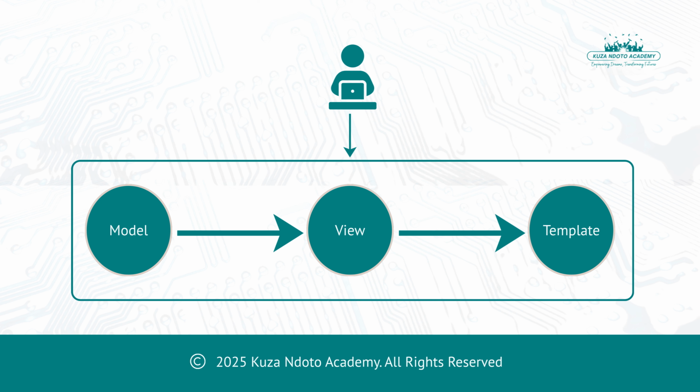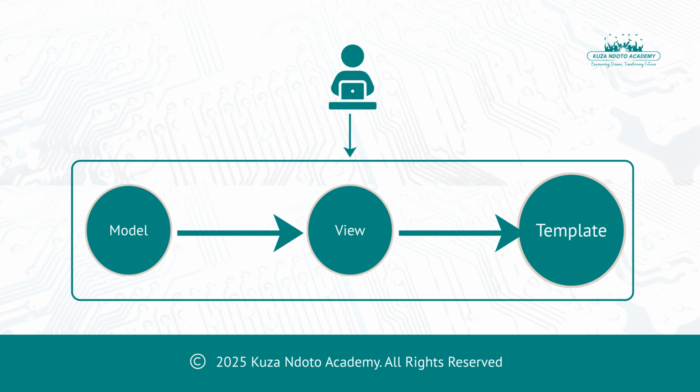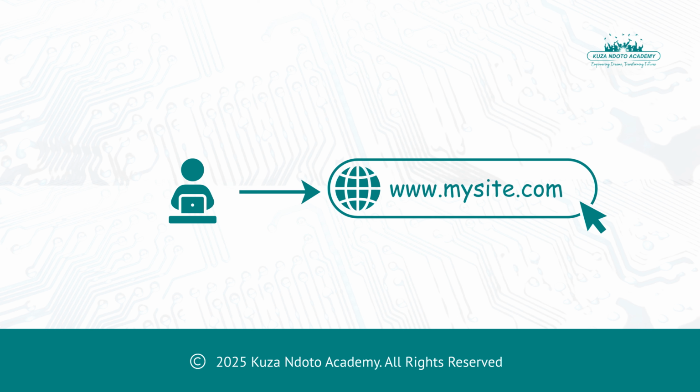Now, we have looked at our three main components: models for data, views for logic, and templates for presentation, right? However, there is one more crucial component that connects them all. It brings them all together. Now, think about it. When you visit a website, how does it know to show the about page when you go to the /about? Or if you visit, let's say, www.mywebsite.com/contact. This is where Django's URL system comes in.